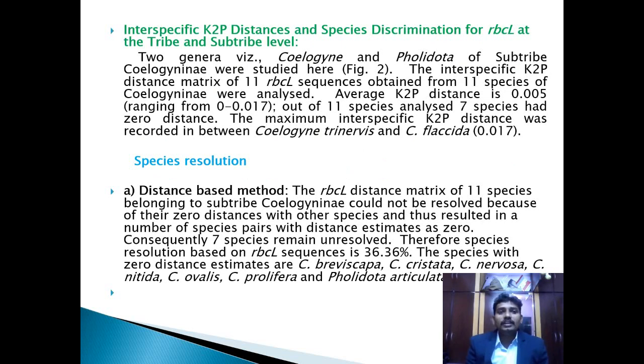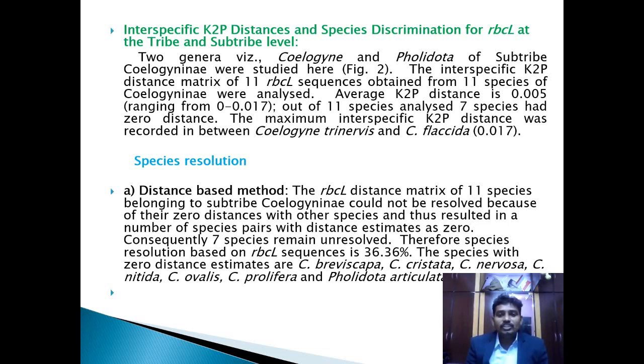Now, the interspecific K2P distance and species discrimination for rbcL at the tribe and subtribe level of Coelogyninae. The two genera, namely Coelogyne and Pholidota, of subtribe Coelogyninae were studied here. The interspecific K2P distance matrix of 11 rbcL sequences obtained from 11 species ranged from 0 to 0.017. The maximum interspecific K2P distance was recorded between Coelogyne trinervis and Coelogyne flaccida. So species resolution can be calculated by the distance-based method.